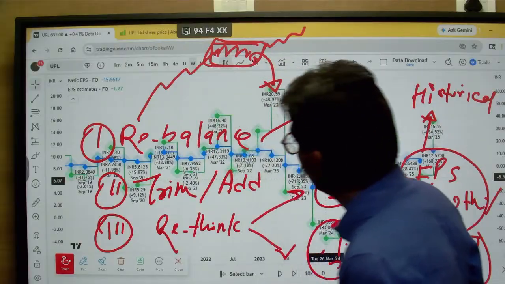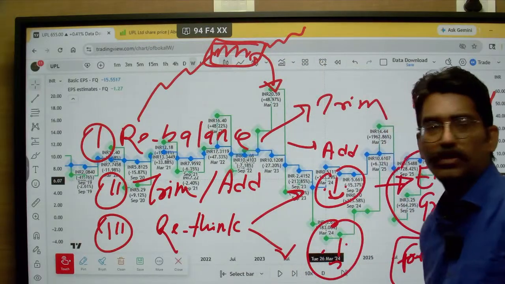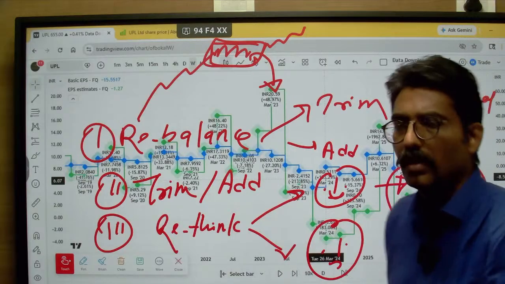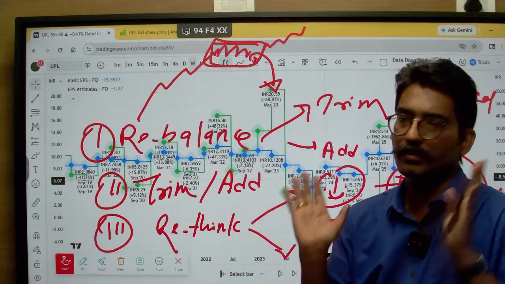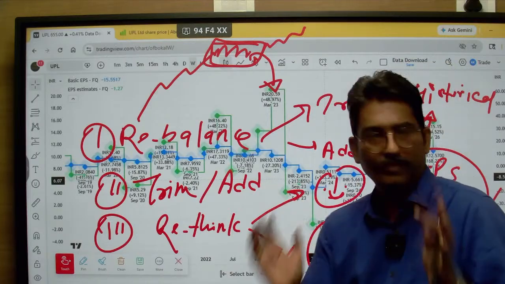The best price, the best situation for you, the best time for you to buy the stock is when the EPS has cooled off, you are seeing a reversal, and you have reasons to believe that the management, the corporate governance, the financials are in place.